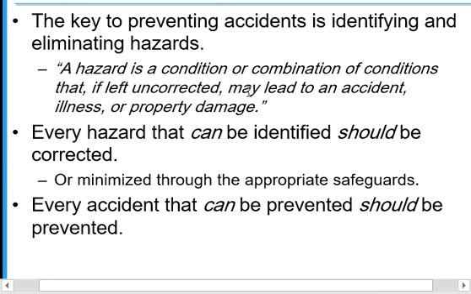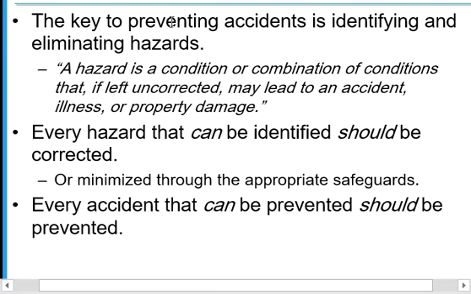Okay. When I talk about a hazard, sometimes I can identify the hazard. Okay, good, that's an easy situation. Sometimes I cannot identify the hazard. Then I have to do some analysis.